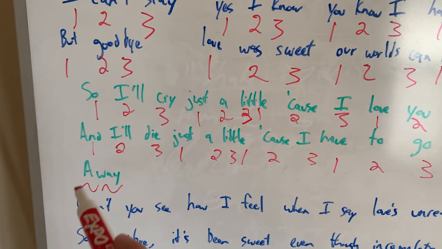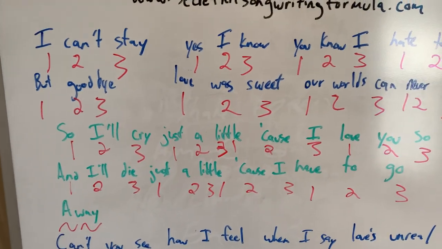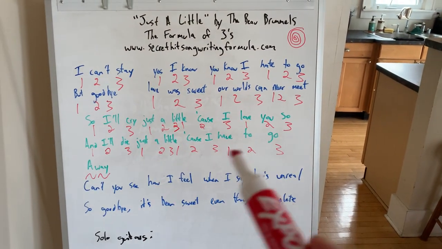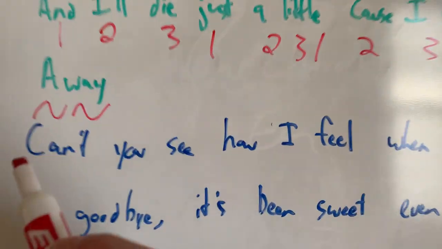1, 2, 3, 1, 2, 3, 1, 2, 3, 1, 2, 3, and then away, 2 insignificant syllables. Okay, so as we can see, the chorus also follows the formula of 3's, and just in case we still weren't sure, he goes on in the next verse.